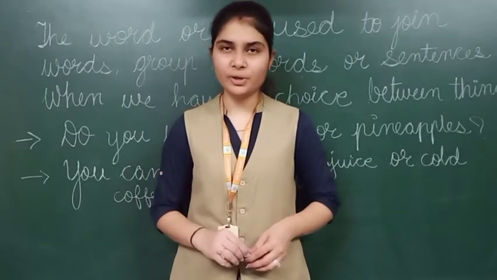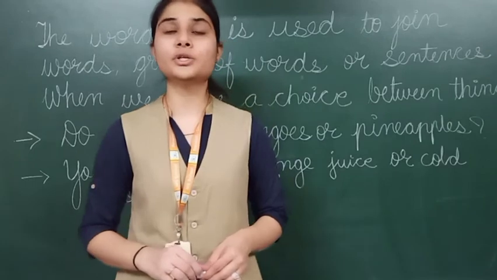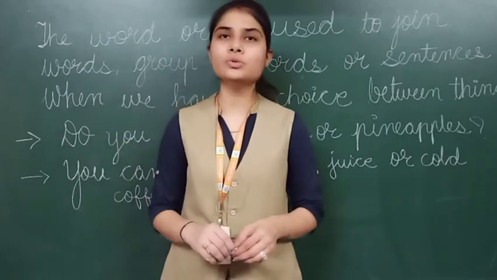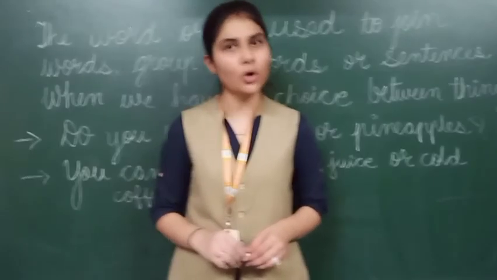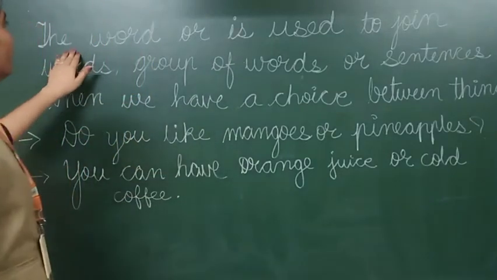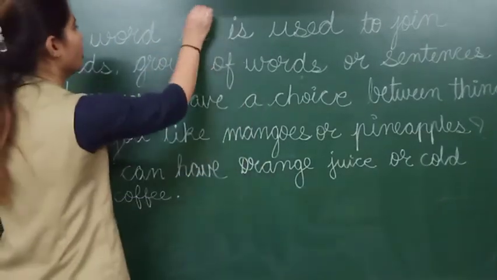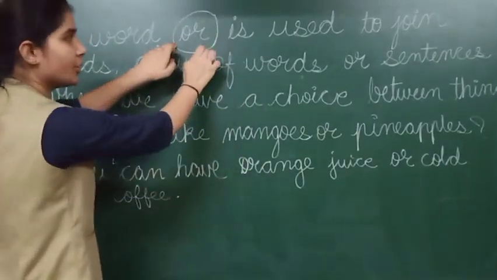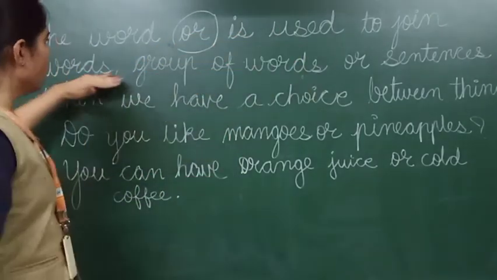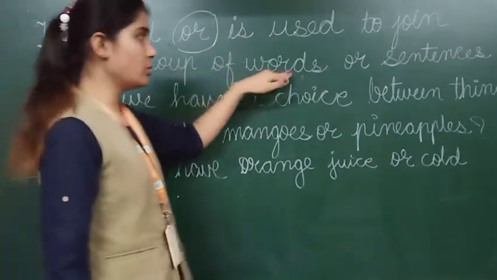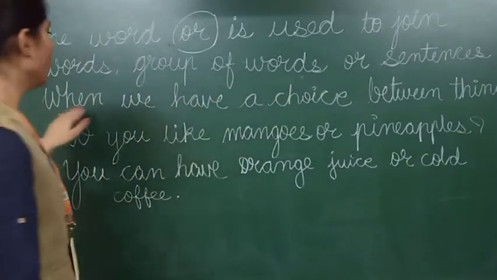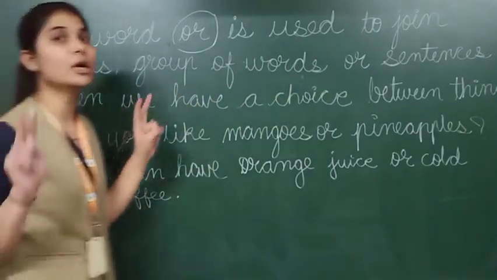Okay students, so look here. Next I have prepared some examples and one definition, which will make it clearer how to use the conjunction word or. What I have written: the word or is used to join words, groups of words or sentences when we have a choice between things.